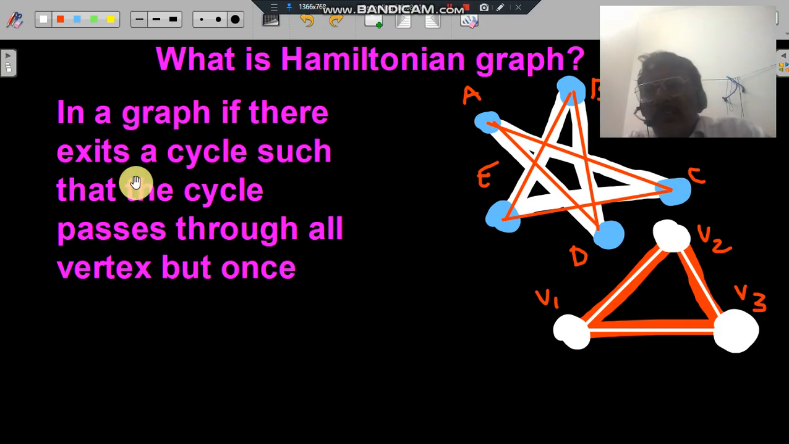There are two conditions. The first condition, the cycle should pass through all the vertices. Second, each vertex should lie only one time. The cycle should pass through all the vertices only one time, not more than one time. Such a graph, we call a Hamiltonian graph.